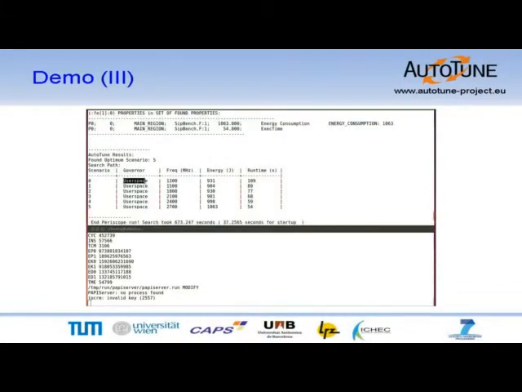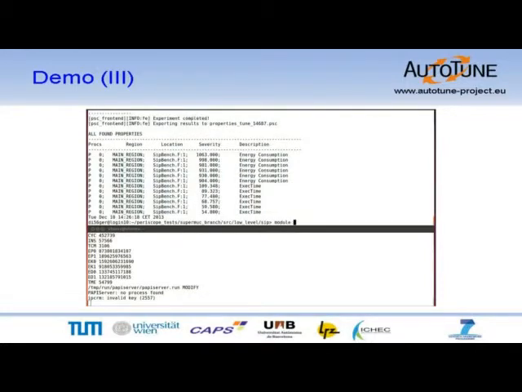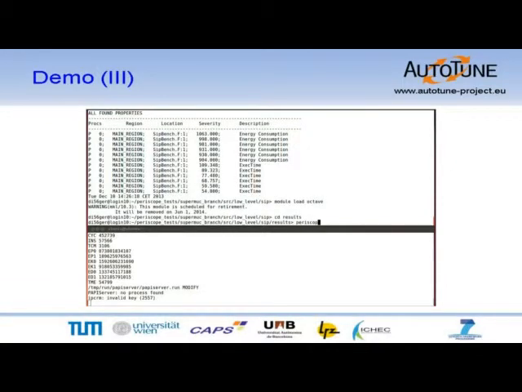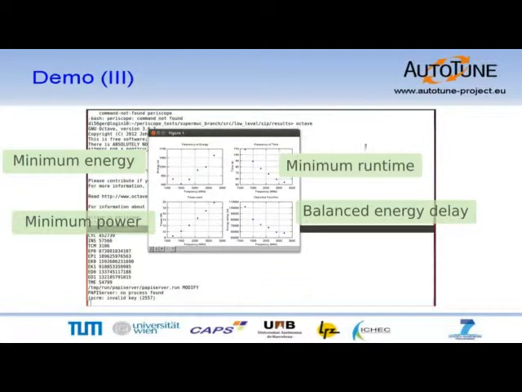For each of the scenarios, we see the configured parameters, that is, the governor and the frequency used, and the energy consumed by the application and the runtime. Let's see these results graphically. In terms of energy, we see that the minimum is located at 1.5 GHz, and regarding the runtime, the minimum is located at 2.7 GHz.